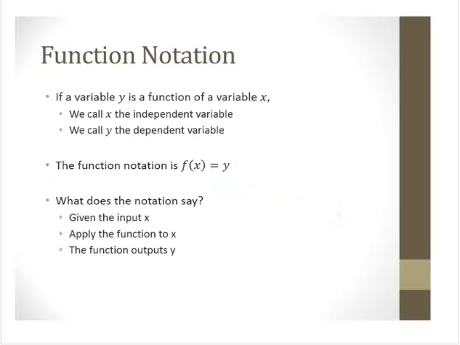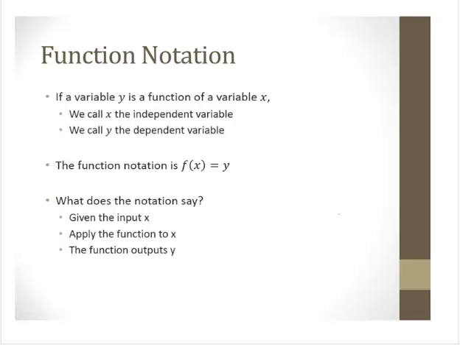All right, so now that we know what a function is, and we've talked a little bit about domain and range, here's the notation that we will use. If a variable y is a function of the variable x, we call x the independent variable. We call y the dependent variable, as y depends on the value we substitute for x. X can generally be any value. It is independent, but the value for y depends on the value for x.